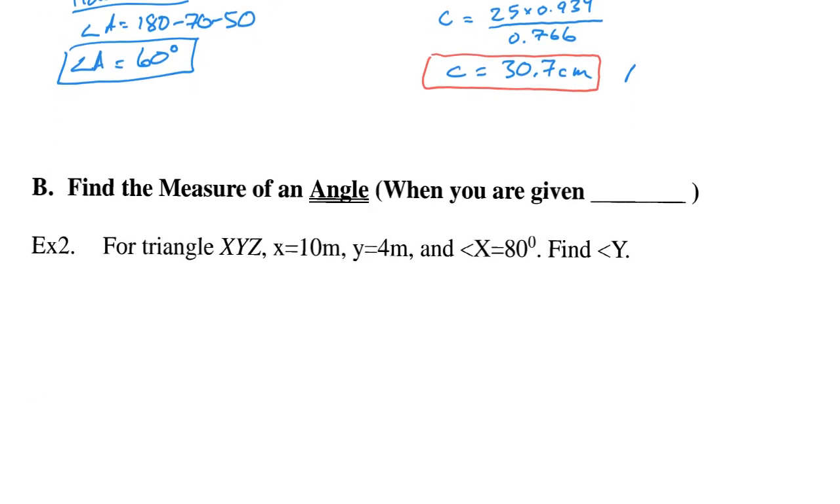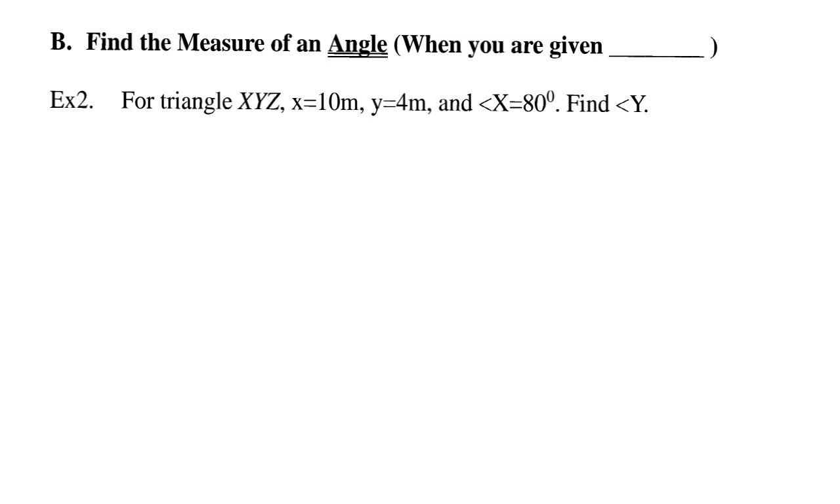Okay, here we go. So this problem is asking us to find the measure of an angle, and that only happens when you're given the following: an angle, a side, and a side. Okay? So let's take a look at this triangle XYZ with side X equals 10 and side Y equals 4, with angle X being 80 degrees.